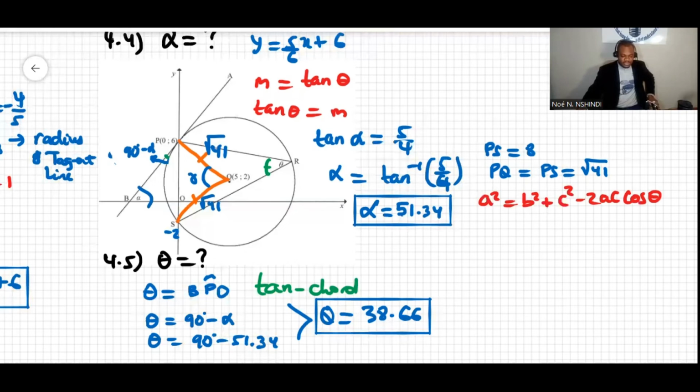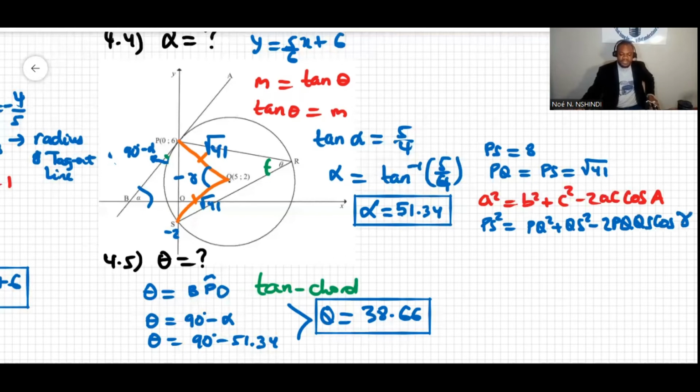Let's correct over here. The angle must be opposite the side. So PS squared will be equal to PQ squared plus QS squared minus 2 times PQ times QS times cos of gamma, the new angle.